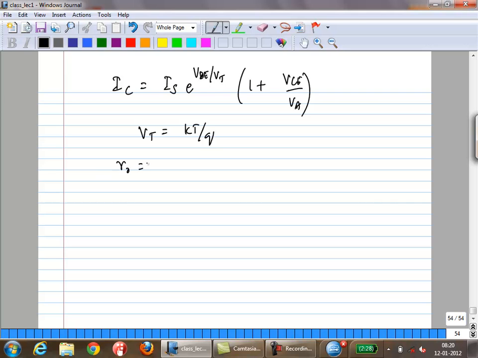So now what is RO? You can show that RO is nothing but IC over VA, approximately. Thank you. It was a bad mistake. I was thinking of GO. Yeah, it's VA over IC.